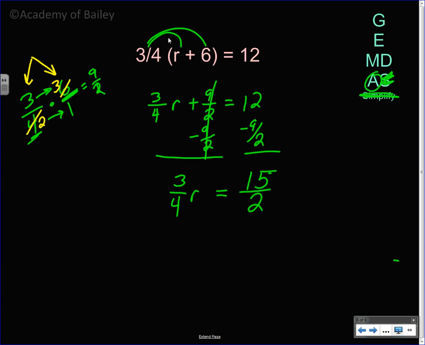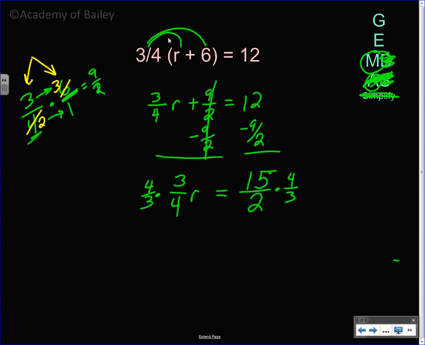All right. Now, addition is gone. We're not dividing r by anything, but we are multiplying it by 3/4. Now, we could divide it by 3/4. The opposite of multiplying by 3/4 is dividing by 3/4. But remember, when you divide by a fraction, it's the same as multiplying by the reciprocal. If you did that on the left side, you have to do it on the right side.